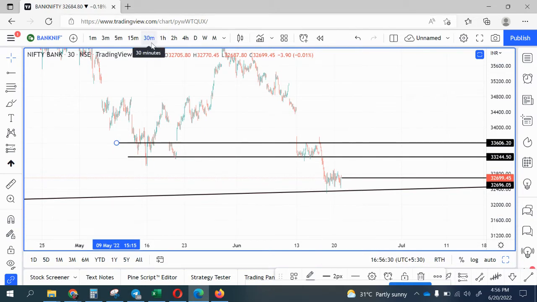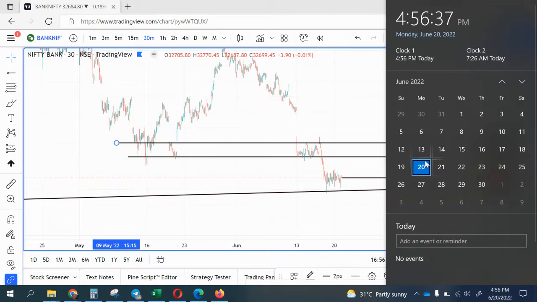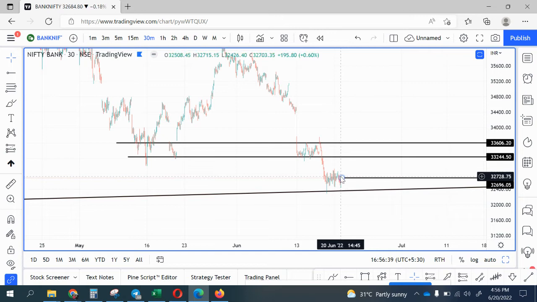I'm using the 30 minute time frame because expiry is almost here. Today's Monday, so we have only 3 to 4 days of expiry. Ideally we should have deployed this trade on Thursday. The same logic works, though I'm demonstrating this example today on Monday, even if this was Thursday, you could have deployed the same thing.